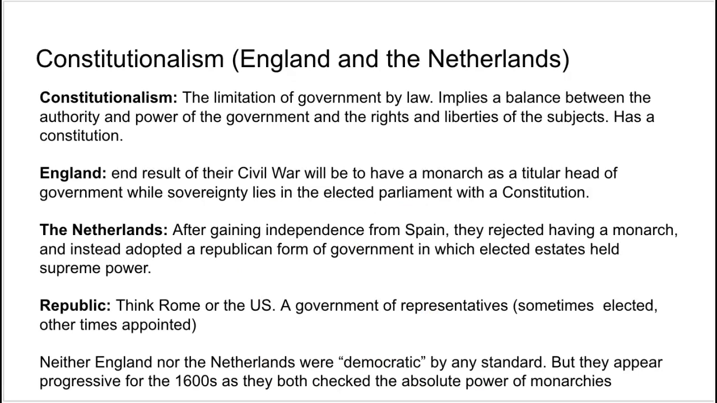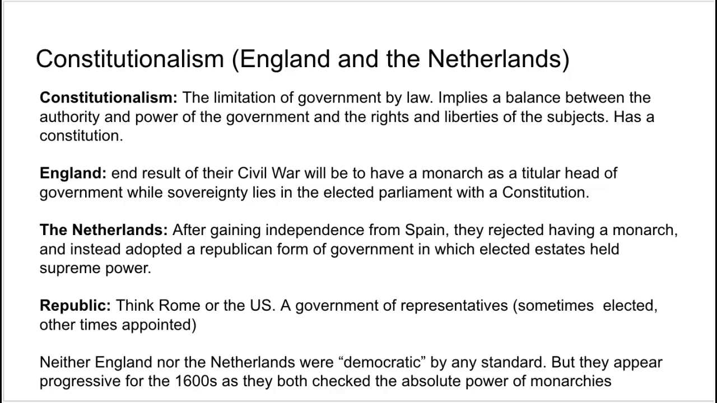So we'll begin with some terms. Constitutionalism is just what it sounds like, limiting the government's power with the use of a constitution. Think of balance of power. We're going to talk a lot about England and their English Civil War, where they start to have a government that has the right to rule by Parliament, and with a constitution. Likewise, we'll talk a little bit about the Netherlands, which also ends up as a republic, without a monarch, after their independence from Spain.